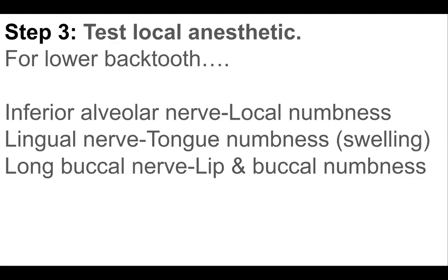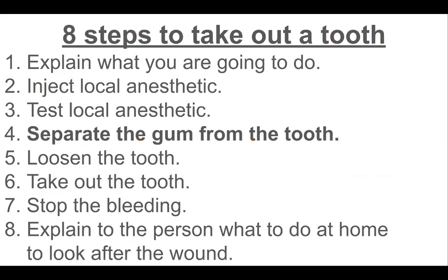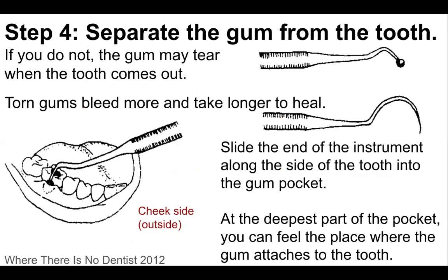So for a lower back tooth, the patient will feel local numbness: tongue numbness, lips and buccal numbness. So try not to hurt anyone. You can treat a bad tooth easier, faster, and without pain if you inject the local anesthetic slowly and carefully into the right place. After that, we need to separate the gum from the tooth by using the probe.